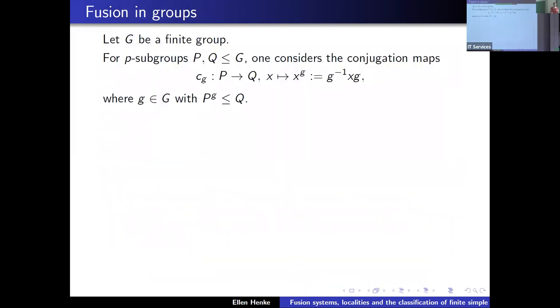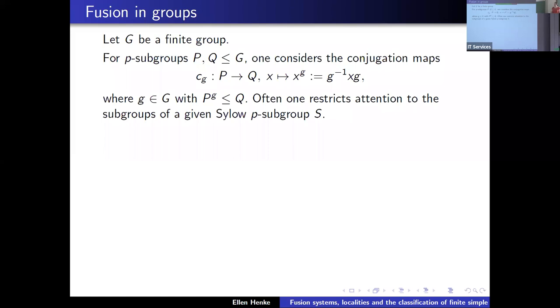So fusion in groups was something which was considered already for quite a while. Fusion just means conjugacy of P-subgroups. More precisely, if you take two P-subgroups, P and Q of G, we consider the conjugation maps, which are induced by an appropriate element of G, so one which conjugates P into Q. And actually, by Sylow's theorem, every P-subgroup is conjugate into a Sylow subgroup, and that means that for many purposes, we can just restrict attention to the subgroups of a given Sylow P-subgroup S. And then one can basically encode the information about the fusion in a category.